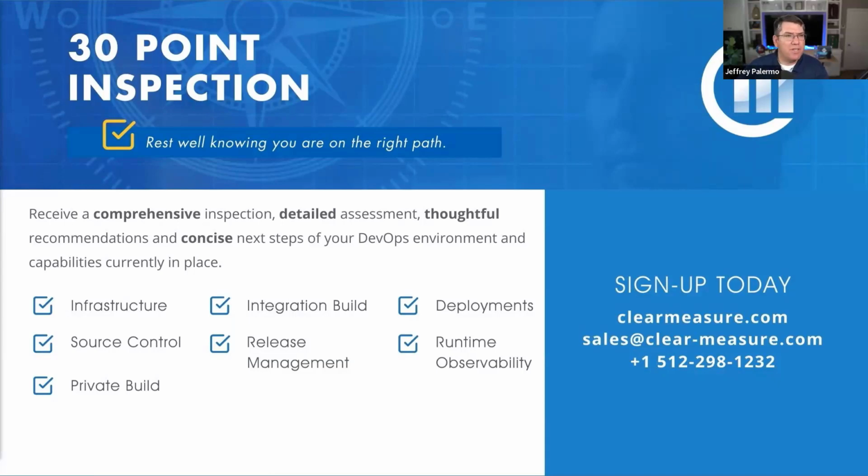So, here's a question that came through. On this inspection, you have private build and integration build. What's the difference? All right, so that's a good question.